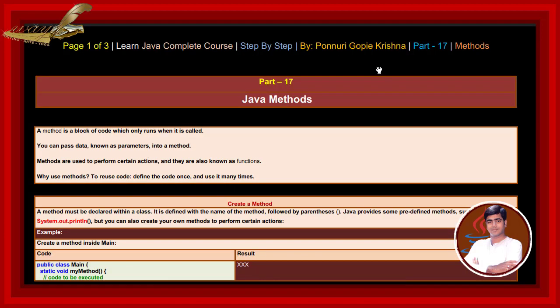In this session, let us learn about Java methods. A method is a block of code which only runs when it is called. You can pass data, known as parameters, into a method. Methods are used to perform certain actions, and they are also known as functions. Why use methods? To reuse code: define the code once and use it many times.